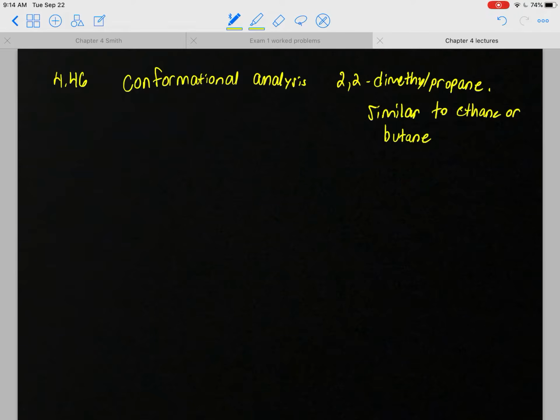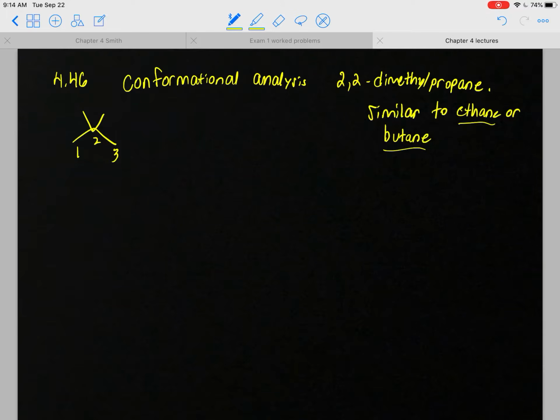So problem 46, we've got this 2,2-dimethylpropane, and we're asked to sketch an energy diagram that shows a conformational analysis of 2,2-dimethylpropane. And then afterwards, they ask us, does the shape of this energy diagram more closely resemble the shape of the energy diagram for ethane or for butane? So let's first draw this molecule out using our usual line drawings.